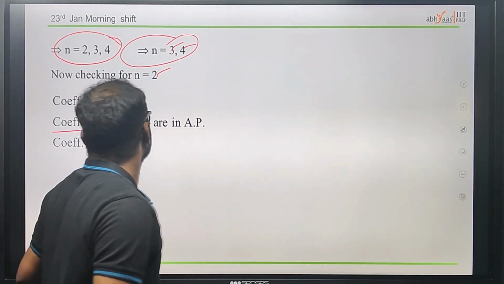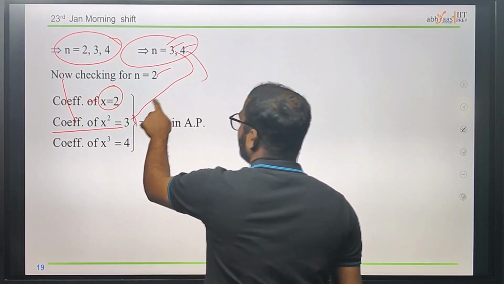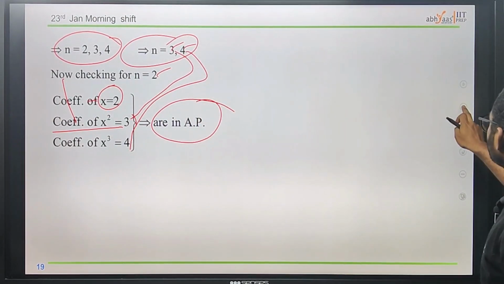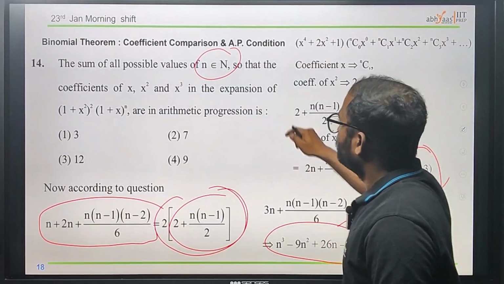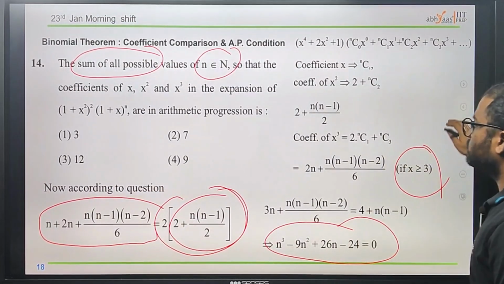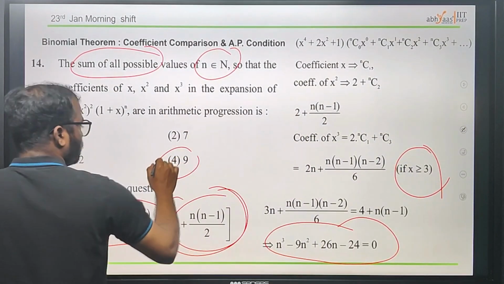Okay, I hope you understood. This is for 2, and after that we have 3, and after that we have 4. If you observe, these are in AP. They asked about the sum of all possible values, which is 2 plus 3 plus 4, which makes 2 plus 3 is 5, plus 4 is 9.